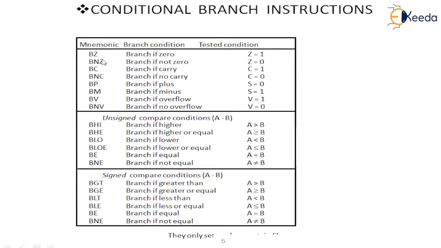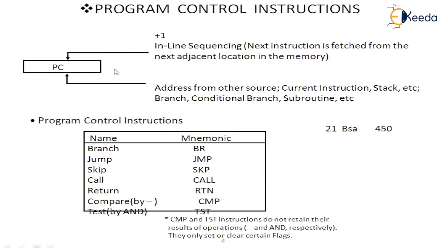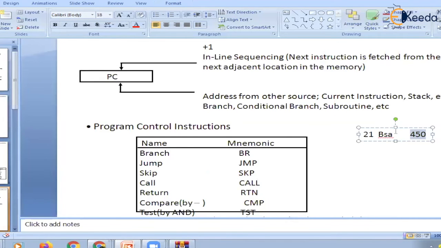Let us say an instruction that is BZ 450. We are going to branch to 450. One instruction at 21 is, let us say, BZ 450. What is BZ 450? Branch if 0 to 450. We will go to the 450 location only if this condition is evaluated as true. What needs to be checked here?